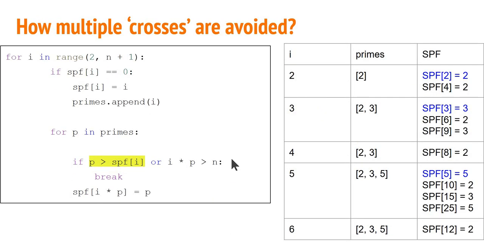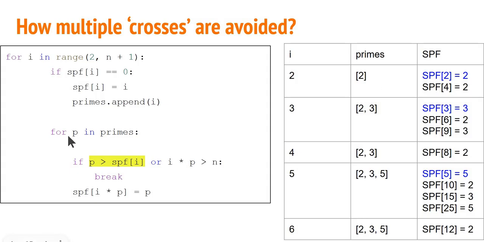Now, in order to understand how this loop actually works and how multiple crosses are avoided, let's run through this code once. So basically, I start with i in the range 2 to n plus 1. So it's basically I start with i equals 2. Remember, the first number is in fact a prime number, which is 2. So primes becomes 2, and I go and say, well, look, SPF of 2 is 2. I'm marking all this in blue color because it's a prime number, right?